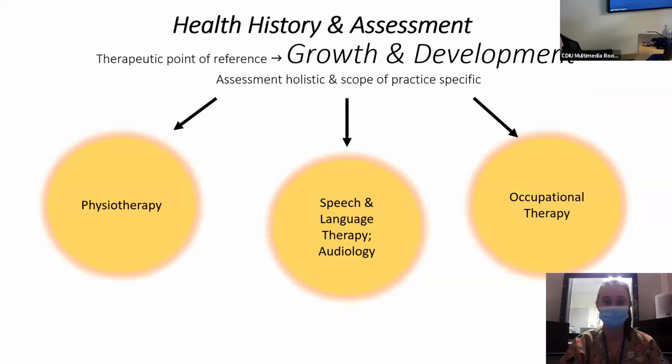From a therapist's point of view, when looking at health history and health assessment, our focus is on growth and development. We look at the patient holistically, but within each of our scopes of practice, we look at specific outcomes too. Generally, the team includes, but is not limited to, physiotherapy, speech and language therapists, audiologists, occupational therapy, dietetics, social work, and psychology.